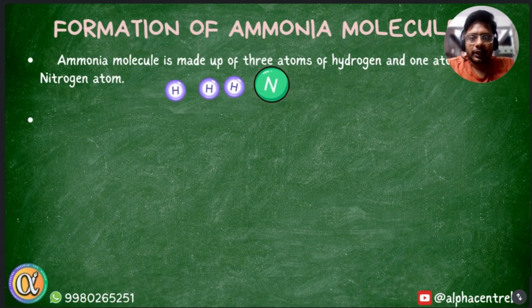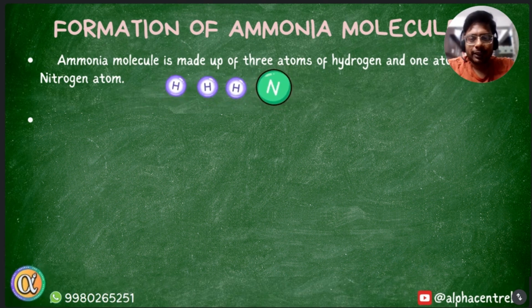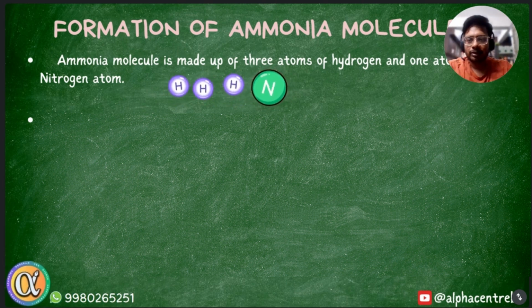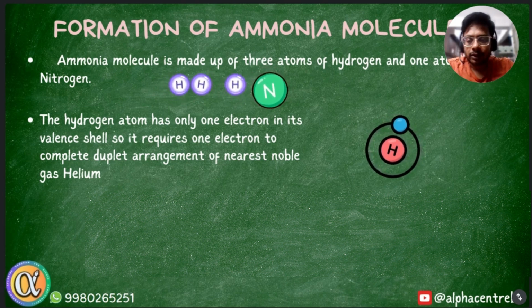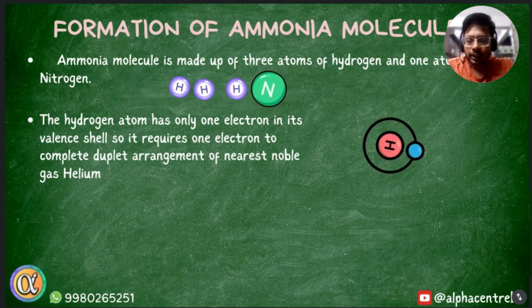Here we can see the formation of the ammonia molecule. The ammonia molecule is made up of three atoms of hydrogen and one atom of nitrogen. Hydrogen has one electron in its valence shell, so it requires one electron to complete the duplet arrangement of the nearest noble gas, which is helium. So it needs one electron.